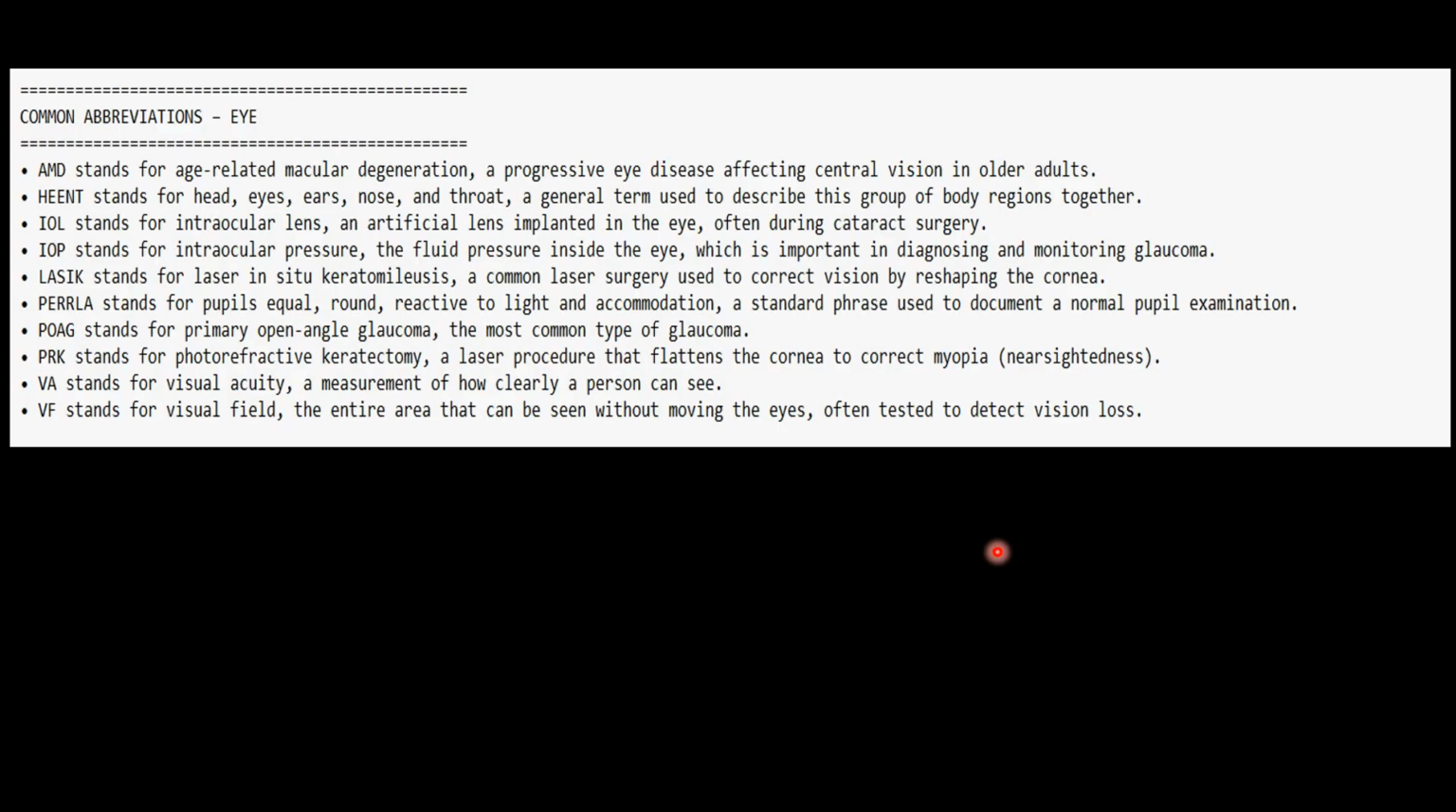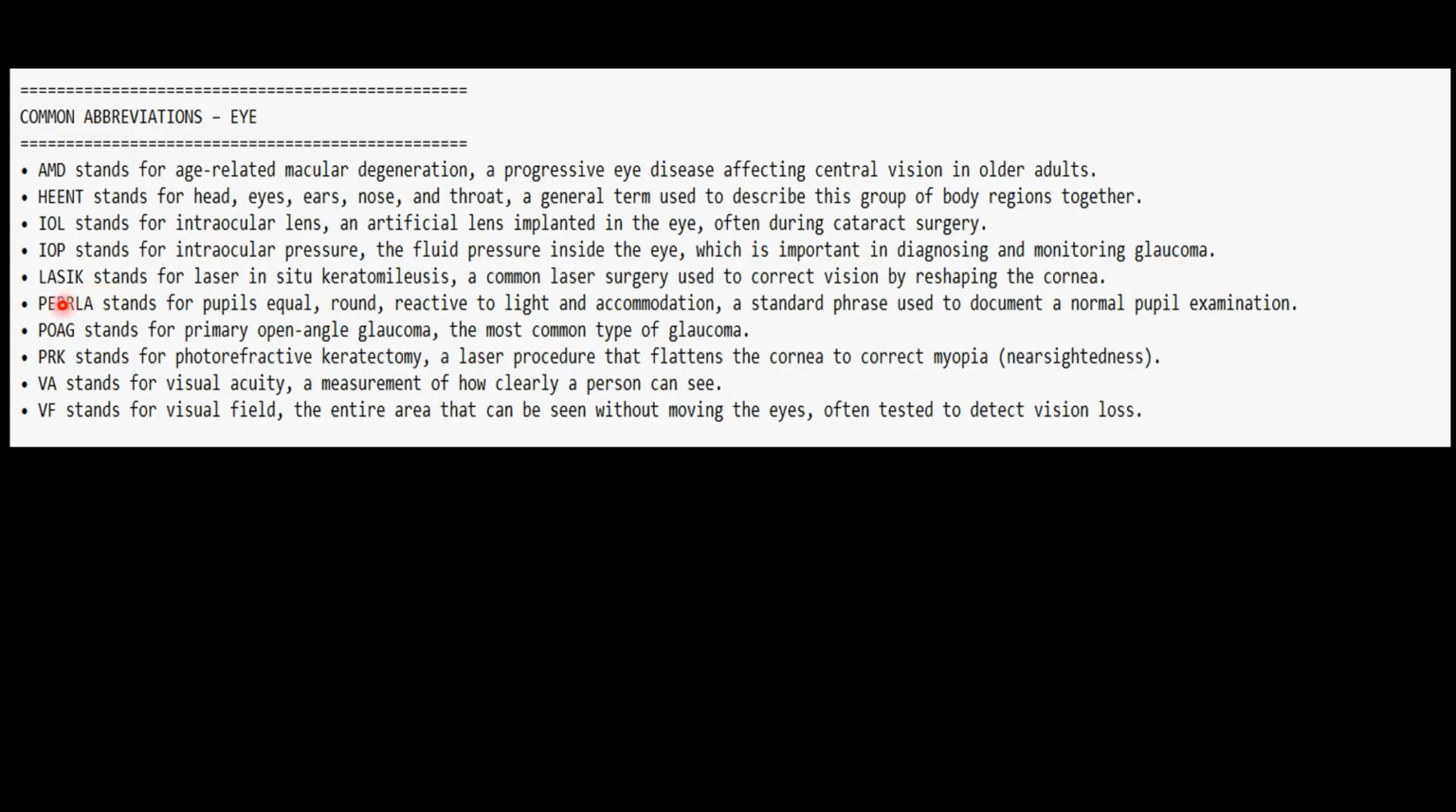Then we have HEENT, which stands for head, eyes, ears, nose and throat, a general term used to describe this group of body regions together. Next we have IOL, which stands for intraocular lens, an artificial lens implanted in the eye, often during cataract surgery. Next we have IOP, which stands for intraocular pressure, the fluid pressure inside the eye, which is important in diagnosing and monitoring glaucoma.